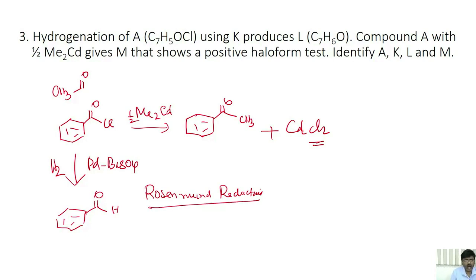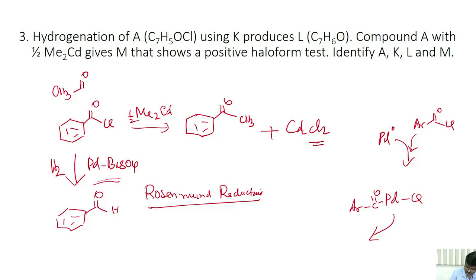When you have the aryl or heteroaryl acid chloride, you can try to do hydrogenation using palladium, which is supported on barium sulfate. This is very crucial. Look at the reaction pathway. Palladium 0 undergoes oxidative addition with this acid chloride. This palladium 2 intermediate undergoes reaction with hydrogen, and that undergoes reductive elimination to give aldehyde.